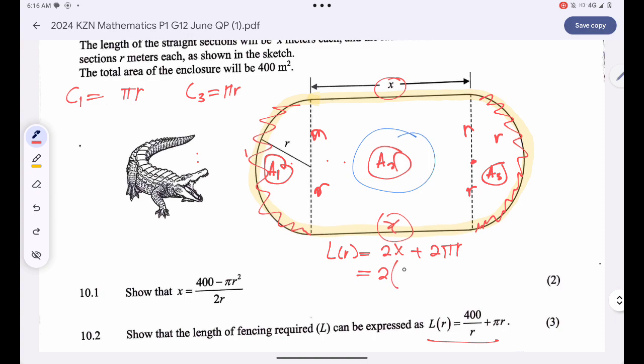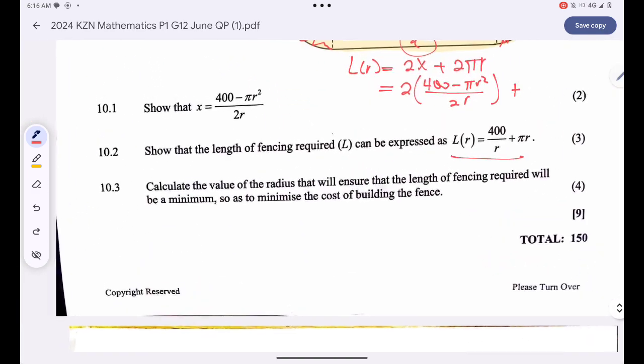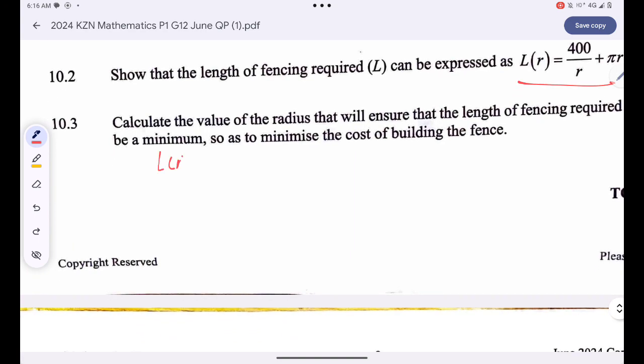2 times 400 minus pi r squared all over 2r. I don't have enough space to write there, let me write at the bottom. L is basically 2x plus 2 pi r, right? But remember that I do know the value of x. x is just 400 minus pi r squared all over 2r, times 2, and I still have plus 2 pi r over there.